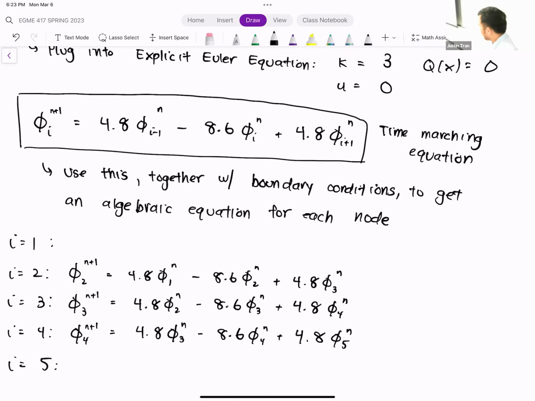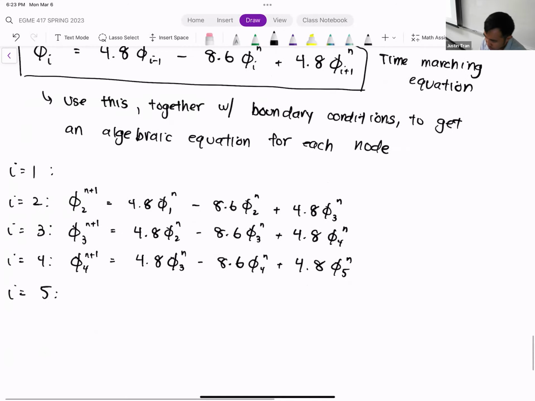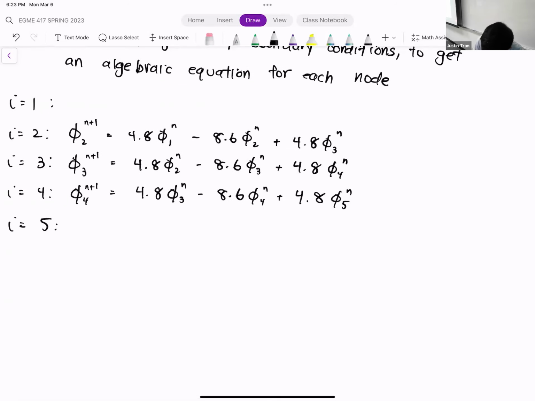So not too bad so far, right? So that's kind of what we've usually done. Okay. And so of course for nodes 1 and 5, we can't apply this equation here because they don't have neighbors on both sides. But just like we did in the steady case, we're going to use the boundary conditions for nodes 1 and 5. Okay.